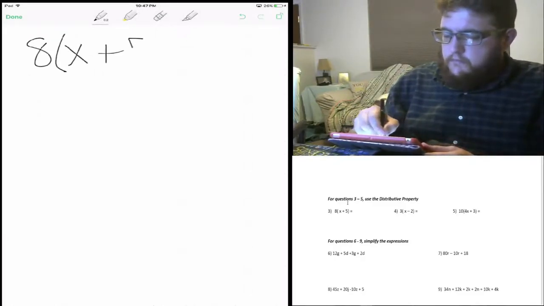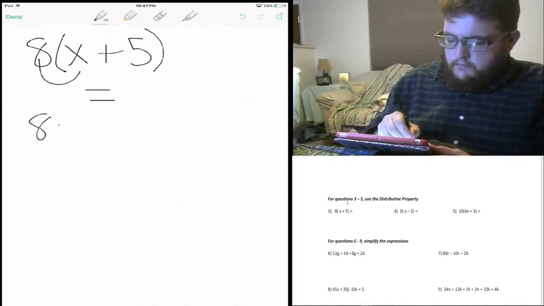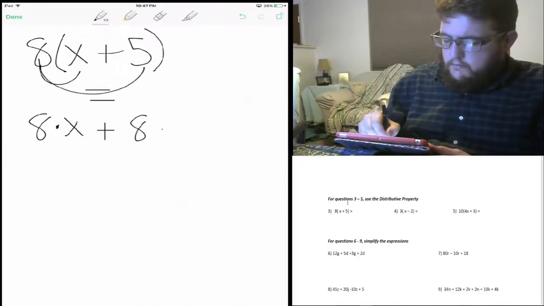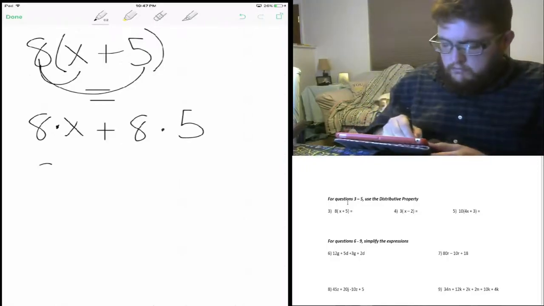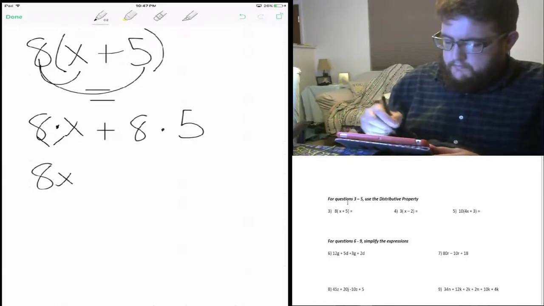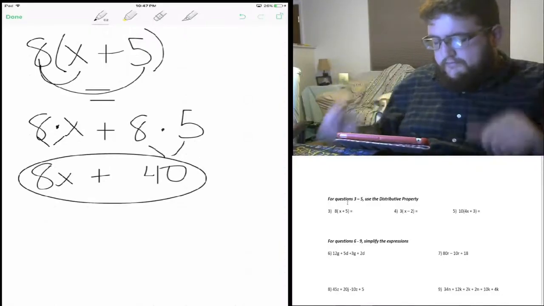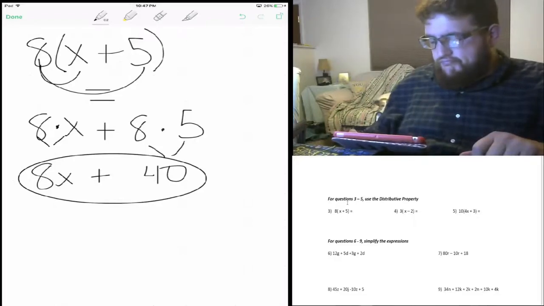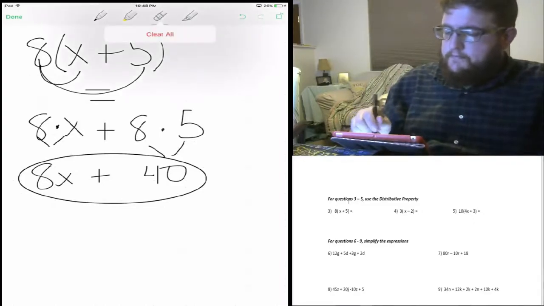So let's look at number 3. 8 times the sum of x plus 5. So the first thing we'll have is 8 times x, and then we'll add that to 8 times 5. 8 times x is 8x. And we'll add that to the product of 8 and 5, which is 40. So our answer is 8x plus 40. And that's it for number 3.